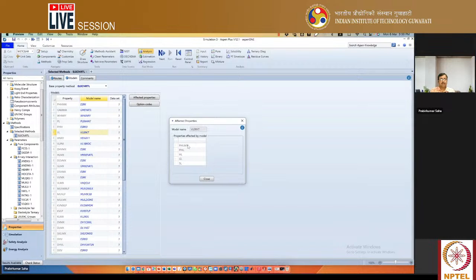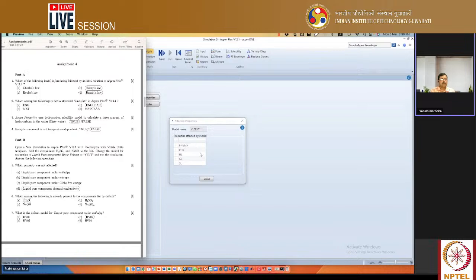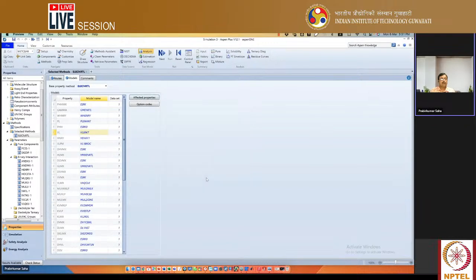So what are the affected properties? You have liquid fugacity coefficient of component mixture, liquid pure component fugacity coefficient, liquid pure component molar enthalpy, liquid pure component molar Gibbs free energy, and liquid pure component molar enthalpy. So if you compare with your question, which are here, liquid pure component molar enthalpy, Gibbs free energy. So this is liquid pure component molar enthalpy, molar entropy, and Gibbs free energy. So first three things, these are affected. But liquid pure component thermal conductivity is not affected. So that is how you answer this question.